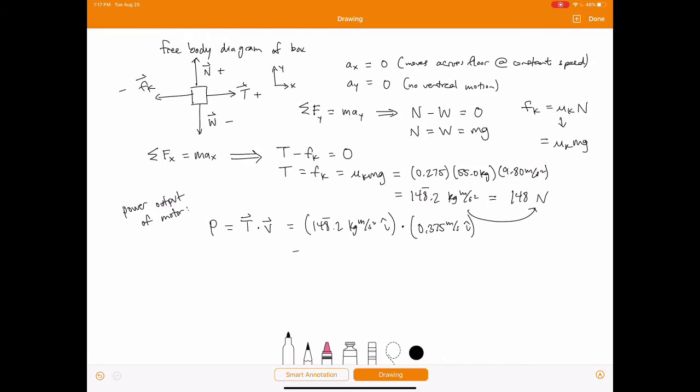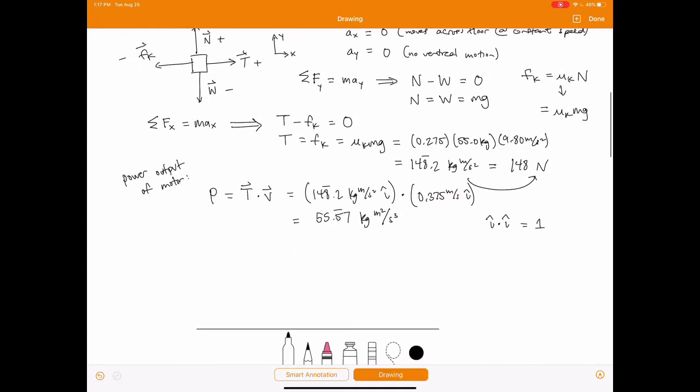So essentially what we have here is i hat dotted with i hat, which is equal to 1. And then we have 148.2 times 0.375, which works out to 55.57. And the units are kilograms, meters squared on top, and then we'll end up having seconds cubed on the bottom. I showed you before that this is equivalent to a watt.